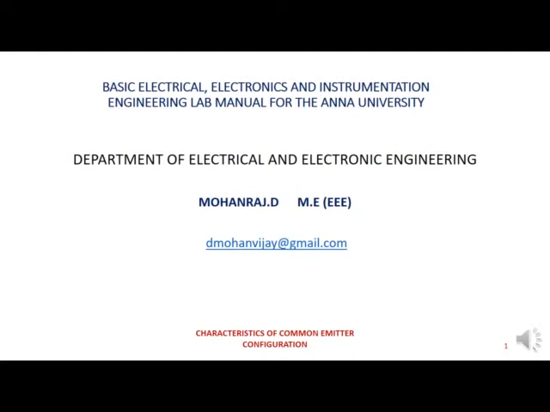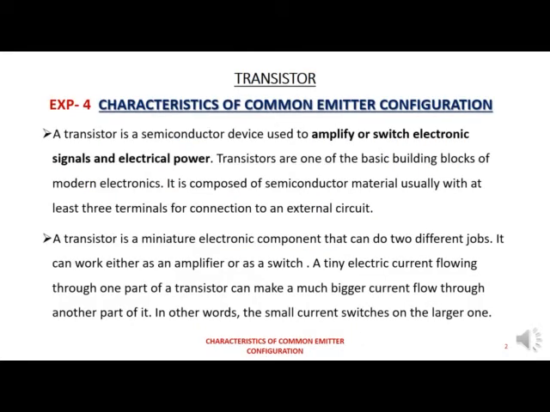This is the basic electrical, electronics and instrumentation engineering lab manual for all engineering branches under Anna University. It is prepared by Mohan Raj, Department of Electrical and Electronics Engineering. Today we are going to see experiment 3, characteristics of common base configuration.